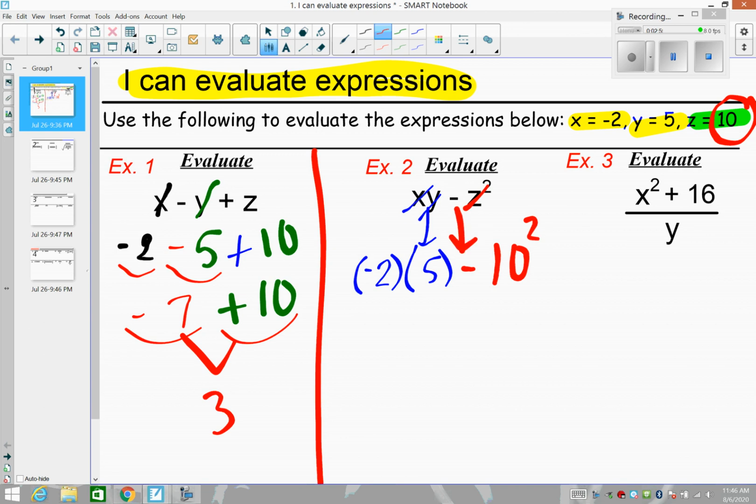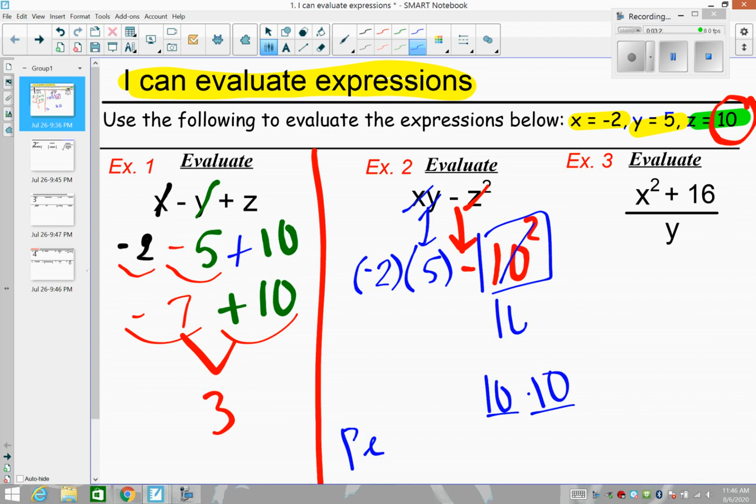What we're going to do at this point is use the order of operations, or PEMDAS. So parentheses first. We do have parentheses, but each of those parentheses just has one number on the inside, so we don't have to worry about that. Exponents are next. So we're going to deal with this exponent. And we know that that exponent tells us how many times to multiply the base. So 10 times 10 is 100.